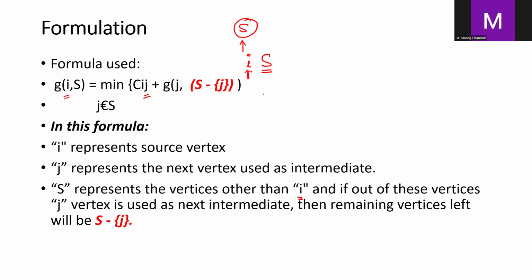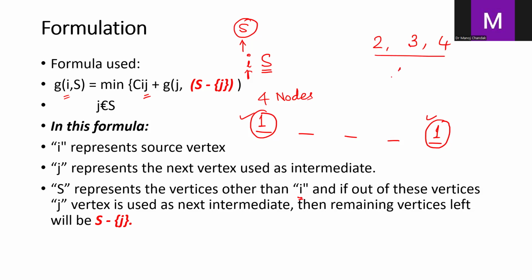Suppose there is a graph of 4 nodes, then there will be a path in which there are five different vertices. If we take the first vertex as source, then this vertex will be repeated at the starting of the path and at the ending of the path. Then the remaining vertices in the graph, like 2, 3, 4, can be considered as vertex j, and this can also be considered as set S.